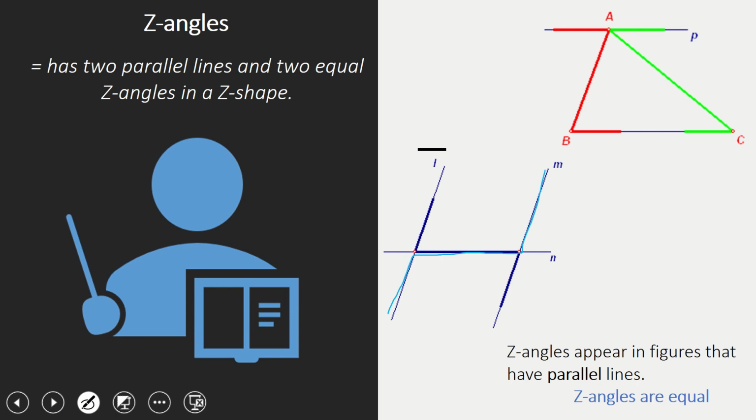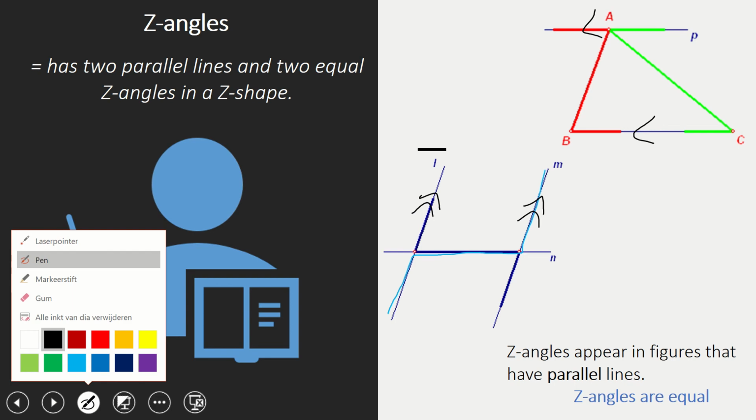It's important to make notes, so make sketches of this. Z angles appear in figures that have parallel lines. Z angles are equal. With parallel lines, we mean lines that go in the same direction. And most of the time, there are arrows that tell you that those lines are parallel.